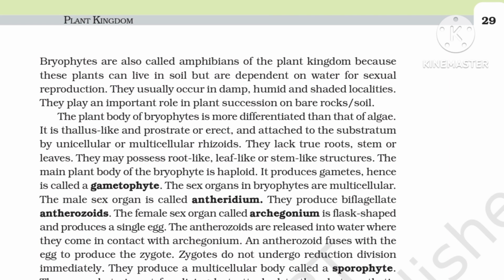The sex organs in bryophytes are multicellular. The male sex organ is called antheridium. They produce biflagellate antherozoids. The female sex organ, called archegonium, is flask-shaped and produces a single egg. The antherozoids are released into water where they come in contact with the archegonium, and an antherozoid fuses with the egg to produce the zygote. Zygotes do not undergo reduction division immediately. They produce a multicellular body called a sporophyte.